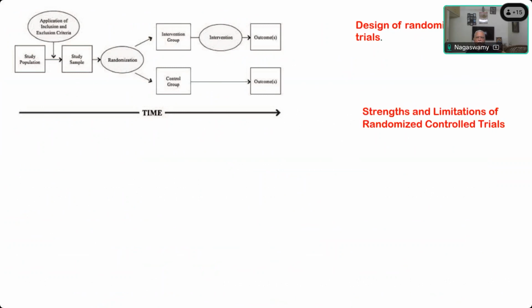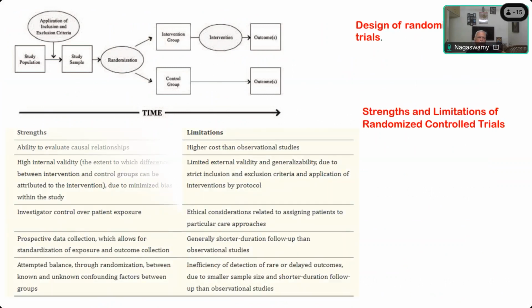Now, what are the strengths and limitations of randomized controlled trial? The strength is it is able to evaluate causal relationship. Limitations, higher cost than observational studies, and high internal validity, limited external validity and generalization. And the strength is investigators control over patient exposure. Ethical considerations related to assigning patients to particular care approach limits your level of intervention. Prospective data collection, which allows for standardization, that's the strength. There are generally shorter duration follow-up than observational studies.